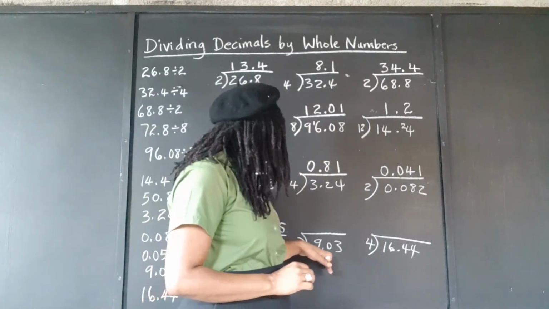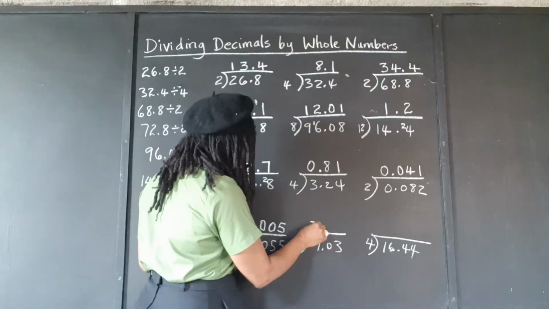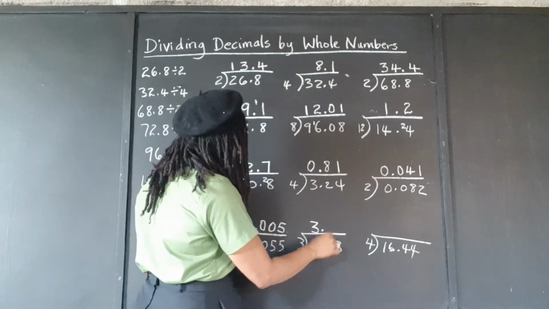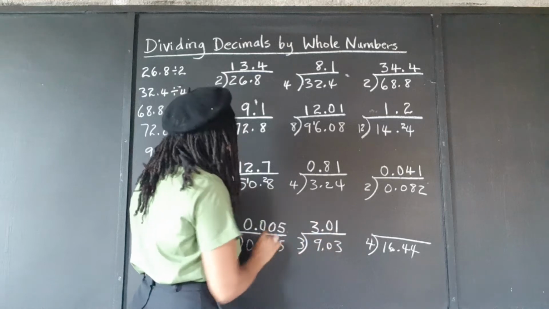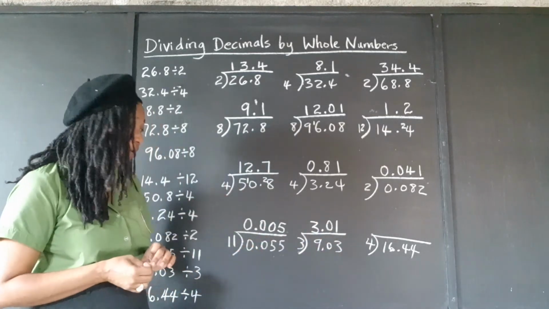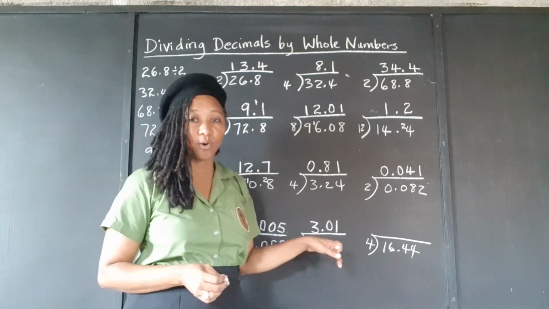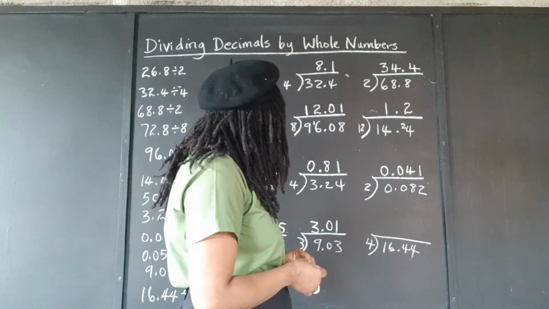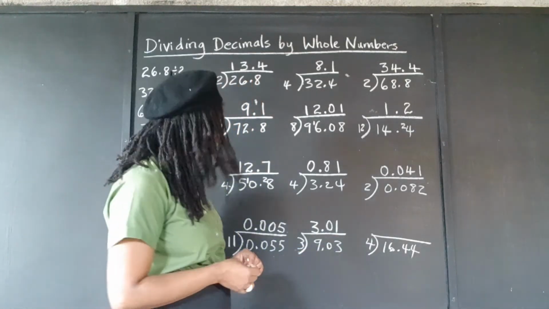Alright, so 9.03 divided by 3. 3 goes into 9 3 times. Put back your decimal point. 3 goes into 0, 0 times, and 3 goes into itself once. So 9.03 divided by 3 gives a quotient of 3.01.